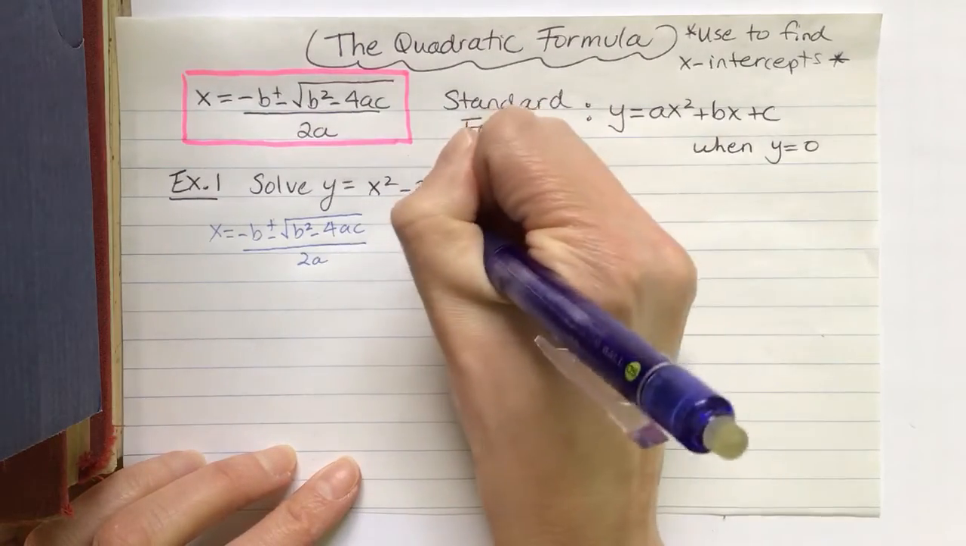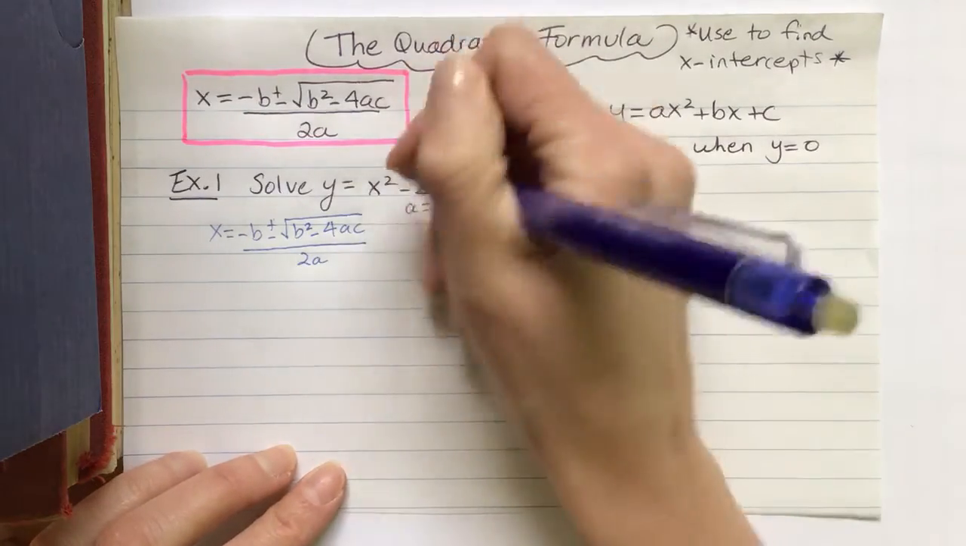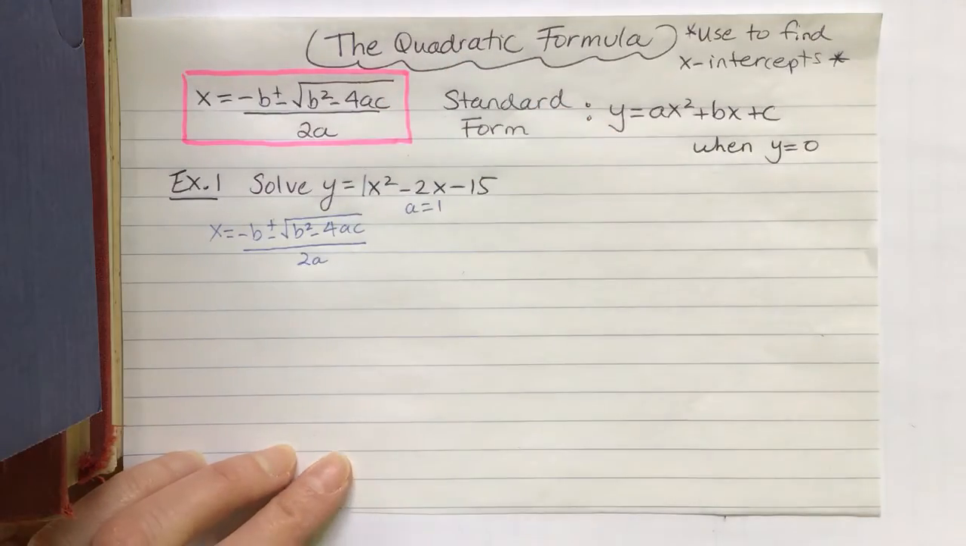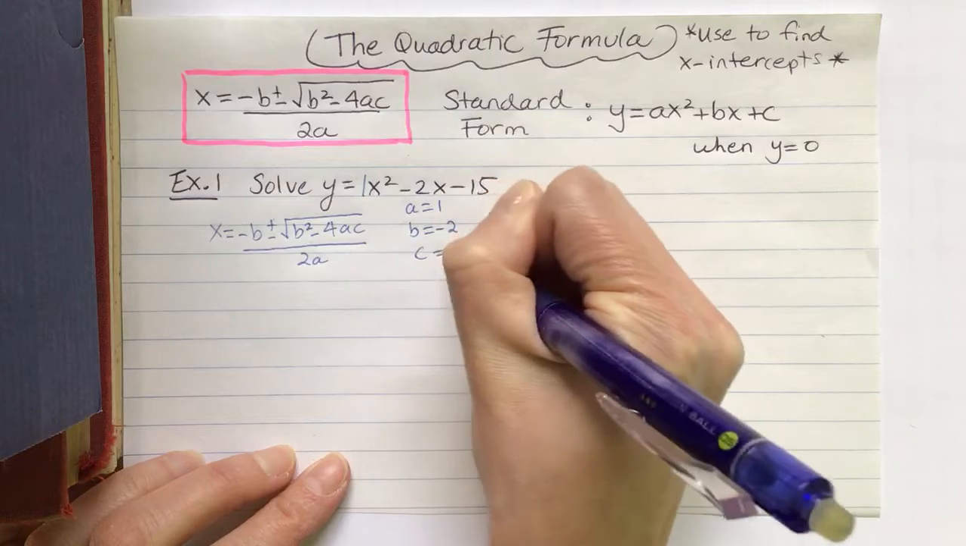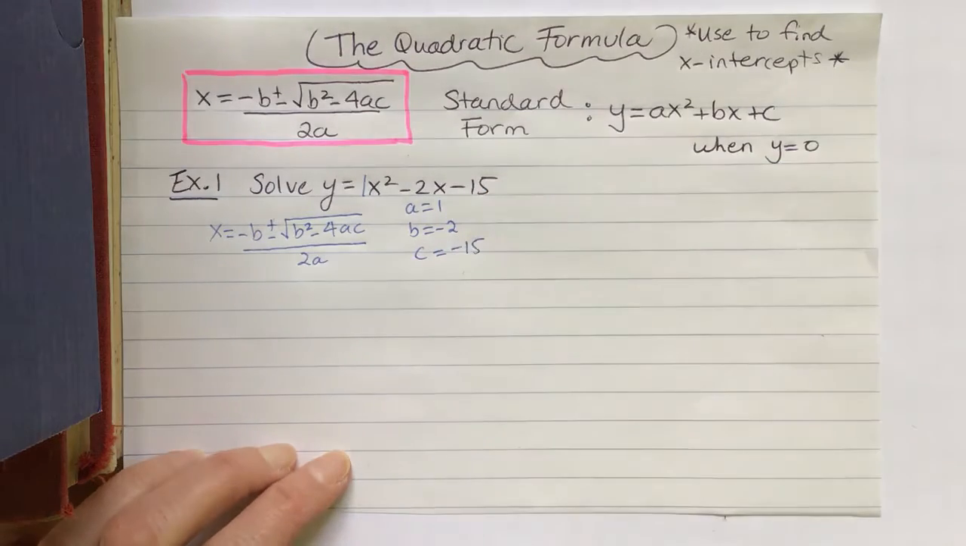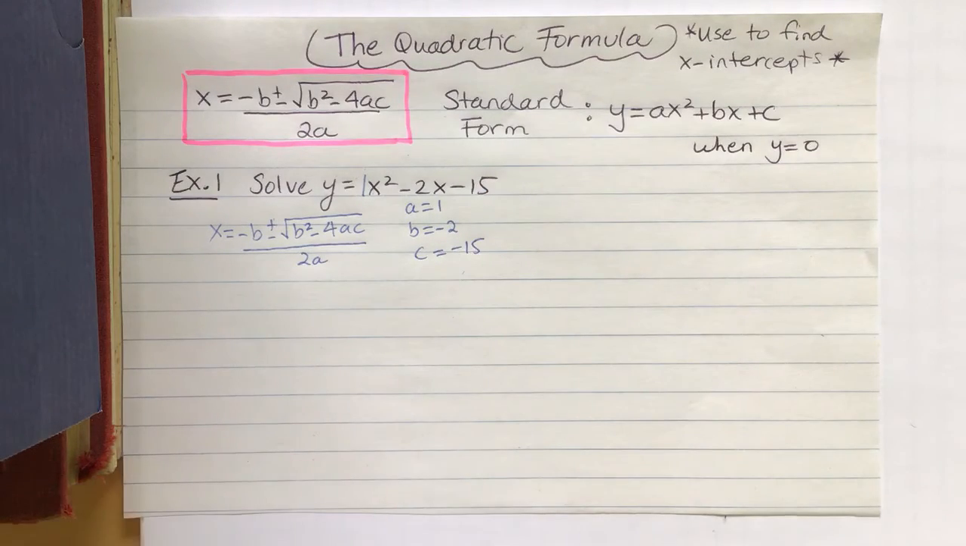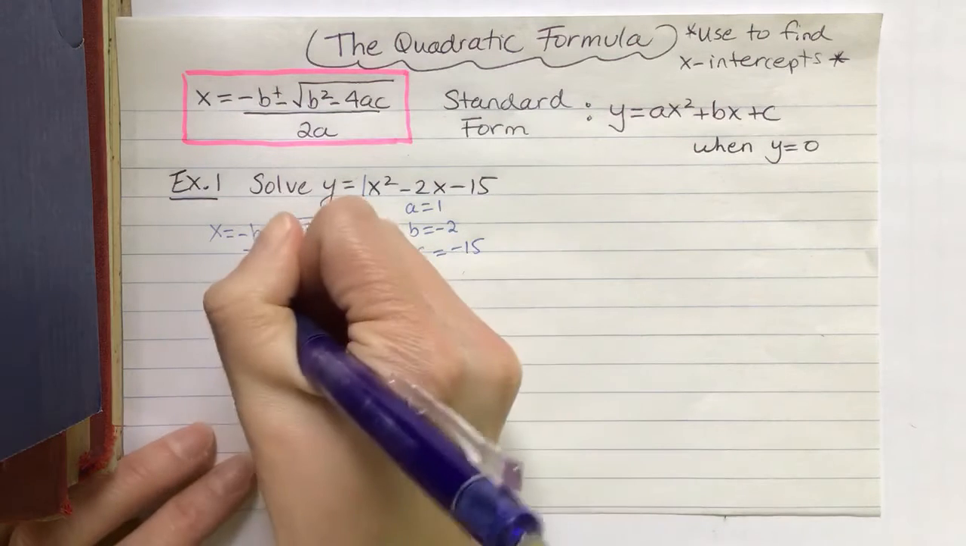So a is a positive 1, right? Because there's a little silent positive 1 there. B is negative 2, and C is negative 15. So all we're going to do is plug those into our formula.